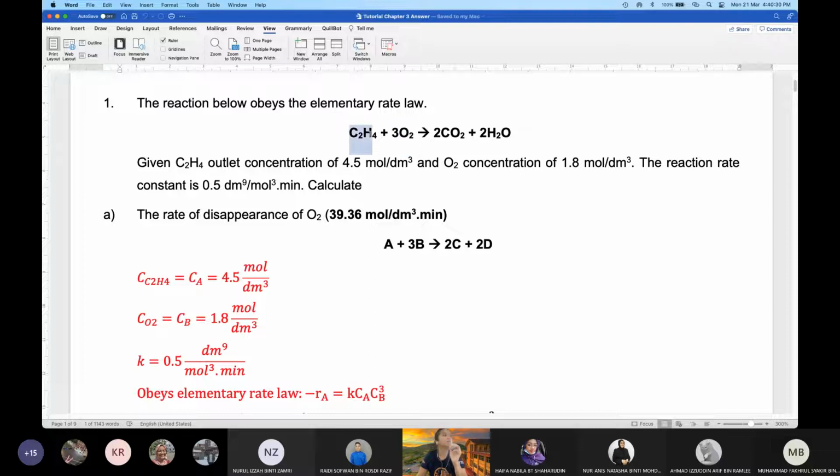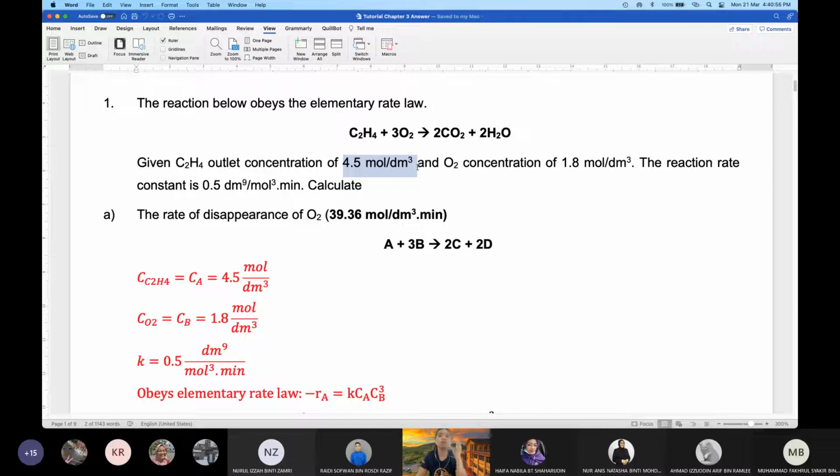So the easiest way, as I told you, you just follow the sequence in the chemical reaction. Okay, maksudnya C2H4 is your A, O2 is your B, CO2 is your C, H2O is your D. So ultimately, the reaction is actually 1A reacting with 3B to produce 2C and 2D. Therefore, yang outlet concentration C2H4 yang 4.5 ni, so this 4.5 is actually your CA.